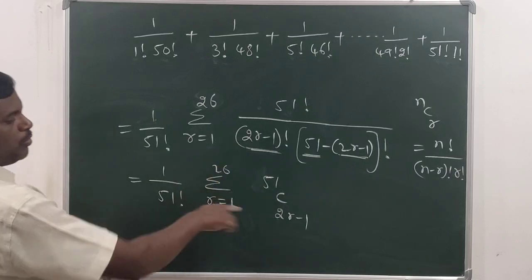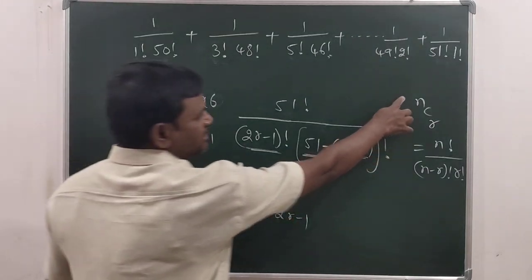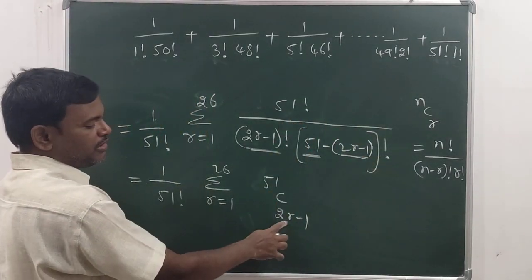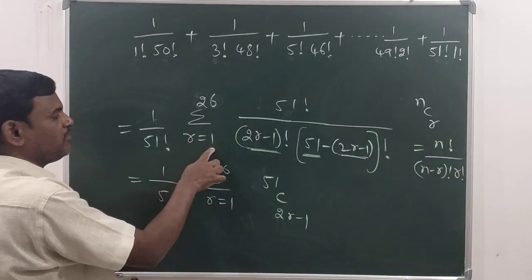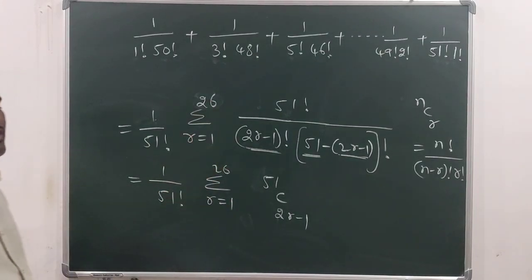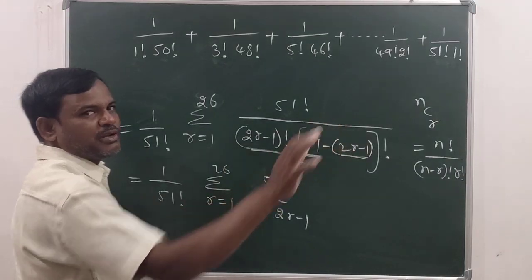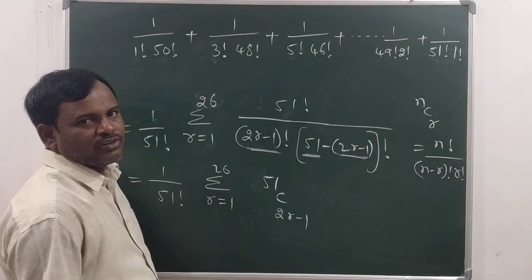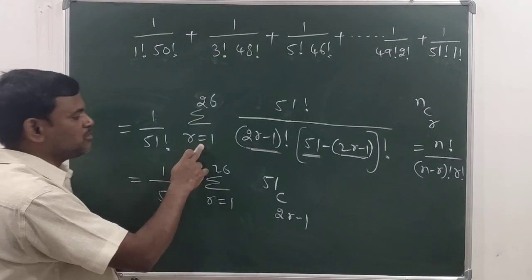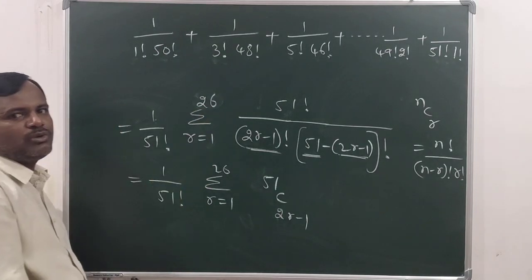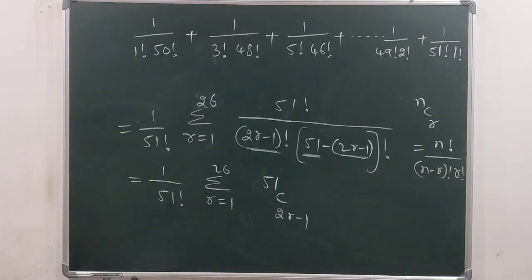See, I hope you have understood this. This is nCr, n value 51, r value 2r minus 1. But r is running from 1 to 26 only here. If n is 51, in its expansion we will get 52 terms. But all terms are not given here. Only 1 to 26 are given. Now get whose sum.